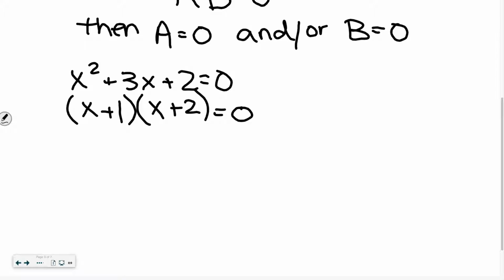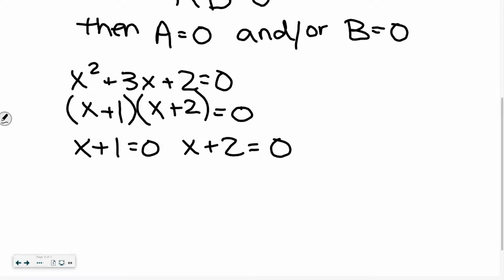And you can always double check. X times x is x squared, and then I check my outside is 2x and my inside is 1x, so isn't that 3x? And then the last term's 1 times 2 is 2, so I wrote the right factors. If we write it like this in its factored form, they're called factors because they're getting multiplied together. So now I can employ the zero product property. This factor, x plus 1, is A. This factor, x plus 2, is B. If they're multiplying together to be 0, either x plus 1 is equal to 0 or x plus 2 is equal to 0. So set your factors equal to 0.